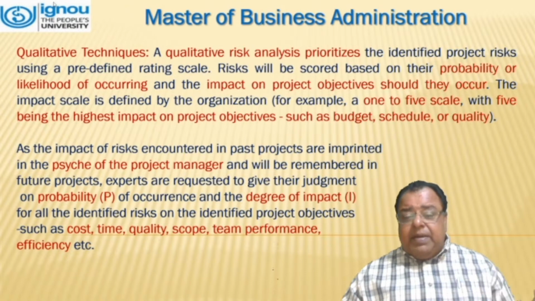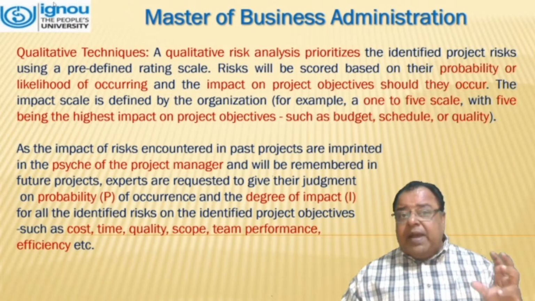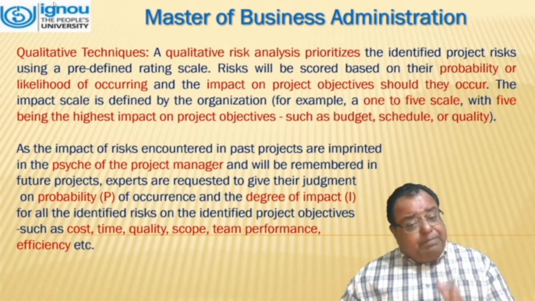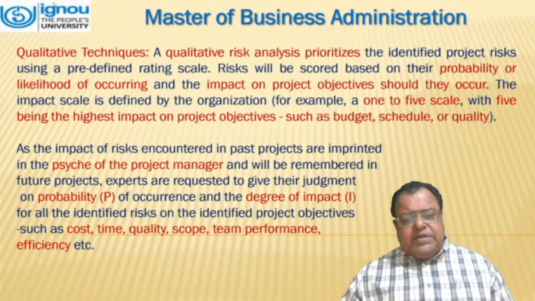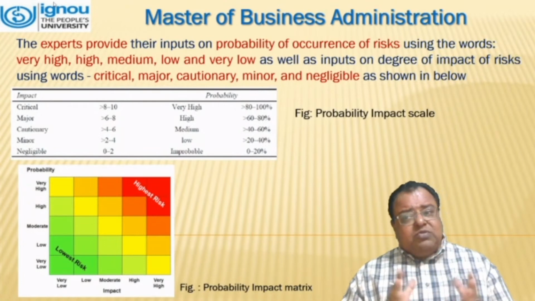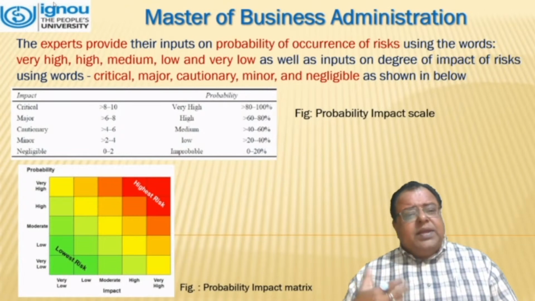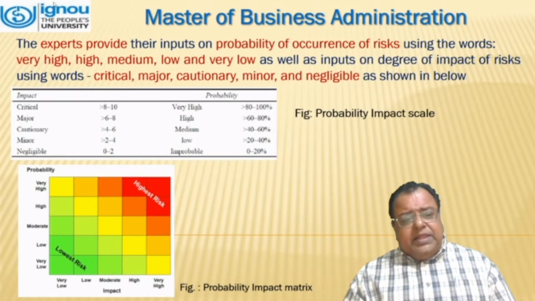As the impact of risks encountered in past projects is imprinted in the psyche of the project manager and will be remembered in future projects, experts are requested to give their judgment on the probability of occurrence, denoted by capital P, and the degree of impact, denoted by I, for all the identified risks on the identified project objectives, such as cost, time, quality, scope, team performance, efficiency, etc. The experts provide their input on probability using the words very high, high, medium, low, and very low, and on the degree of impact using the words critical, major, cautionary, minor, and negligible. This is depicted in the table here.